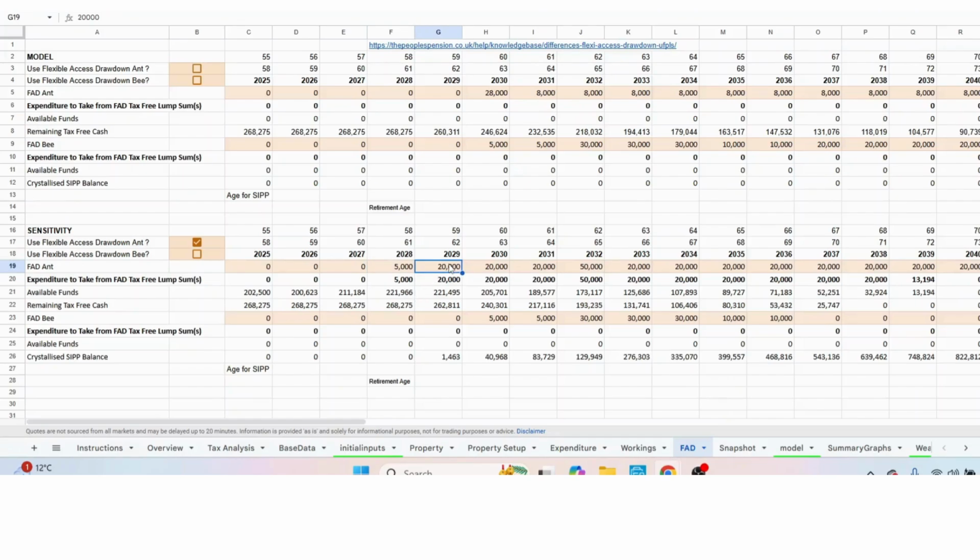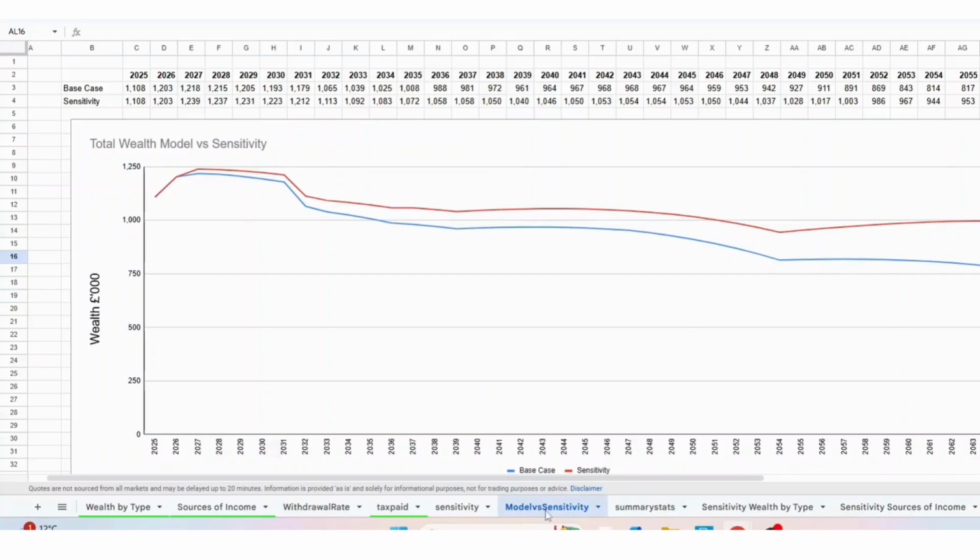Then after that, we're going to be fairly aggressive on the tax-free cash because that way we're avoiding giving money to HMRC. And then we're going to have a larger amount of tax-free cash in 2032 when we're doing that round the world cruise. So we're pretty confident it won't push us into the 40% tax band. And then what we do is we go to the tab model versus sensitivity. We compare our base case to the sensitivity and we're actually quite a lot better off.